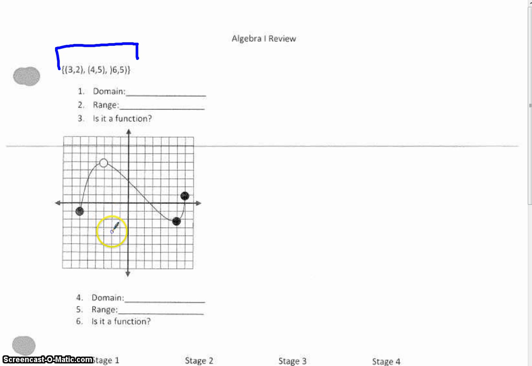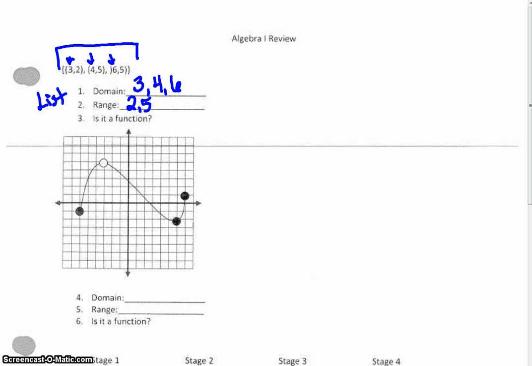Well, you know the domain looks at x, and when they give you a set of points, your domain and range will be a list of numbers. So for your domain, you just list your x's, and I have a 3, a 4, and a 6. So 3, 4, 6 is my domain. Range is the same thing, but you're looking at the second number for each point. So we have a 2, a 5, and we have another 5. You do not have to write the 5 again.